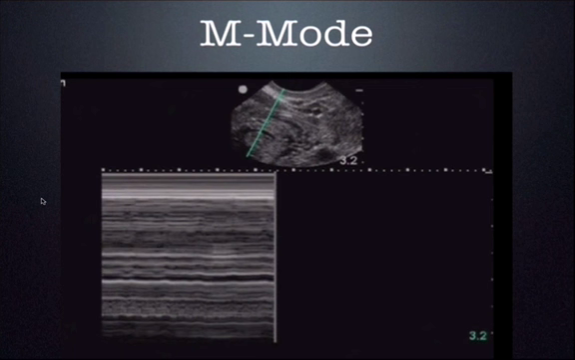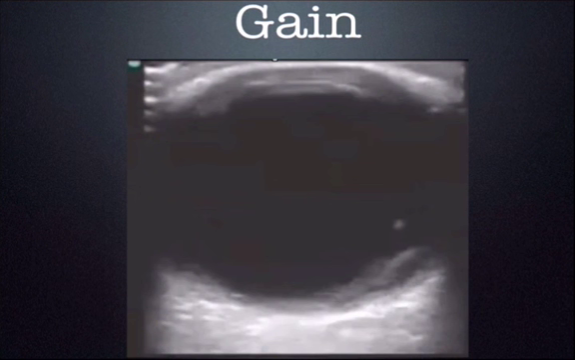Okay, the next thing I want to talk to you about is gain. Gain isn't really a mode of ultrasound, rather a feature of ultrasound. Now remember we talked about as the ultrasound waves travel down through the soft tissues and return to the probe, those sound waves are attenuated. And that means that the signal is getting weaker and weaker. And in some instances, the signal is so weak that the ultrasound can't detect that returning signal.